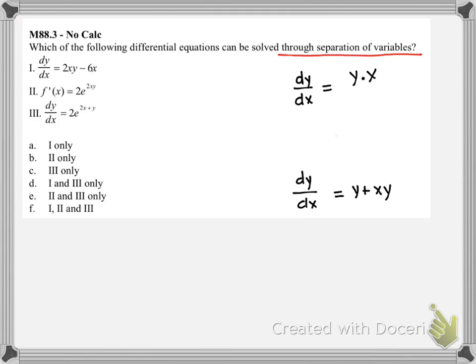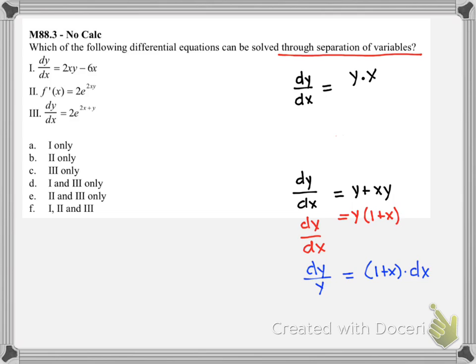Now let's look at the next one. dy/dx equals y plus xy. Well, if we were to factor out a y, we would have y times the quantity 1 plus x equals dy/dx. Now I could divide by y and multiply by dx and have dy over y equals the quantity 1 plus x dx.